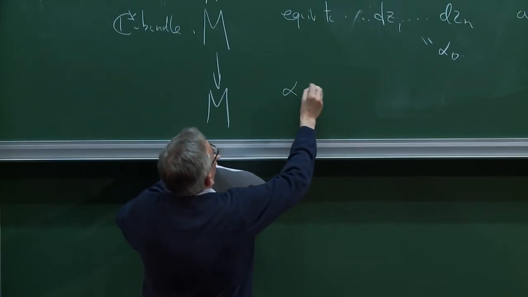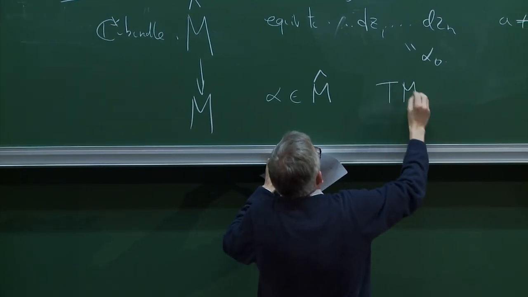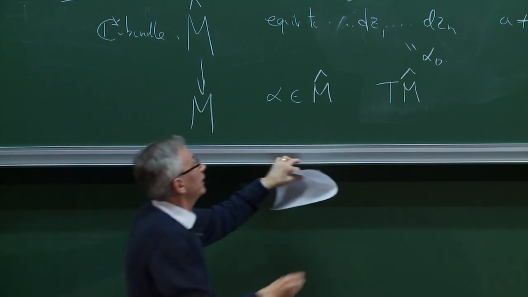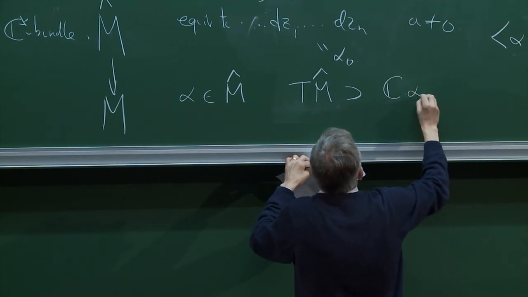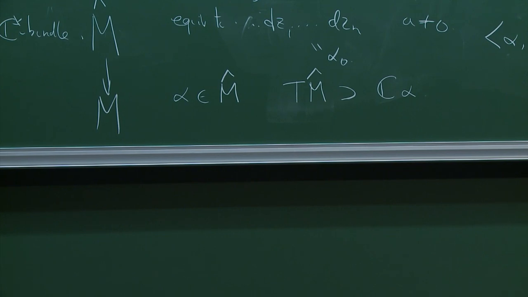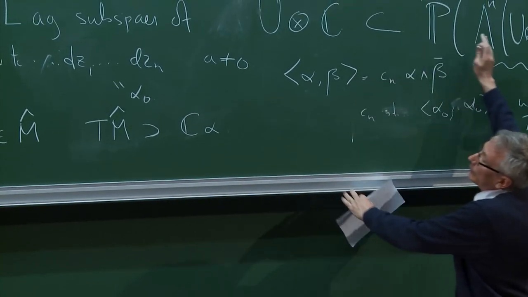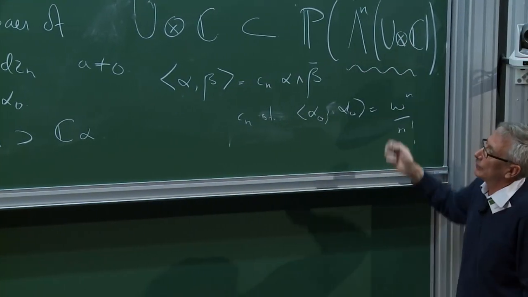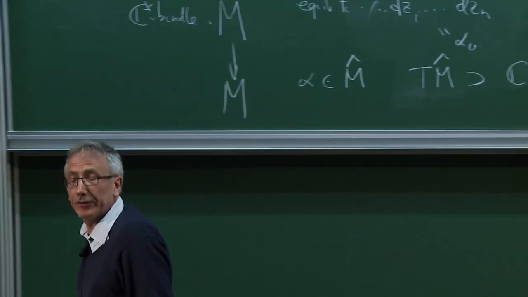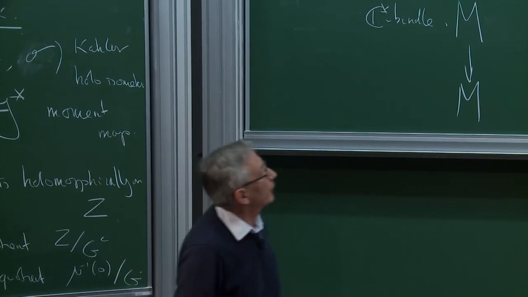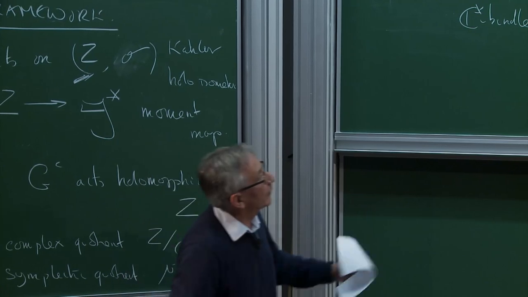So supposing I have an alpha in M hat, I look at the tangent space of M hat at the corresponding point. That contains alpha, and because this is a cone, it contains C times alpha. But the basic fact we want to recall is that this Hermitian form, which is indefinite on the big space, when restricted to the tangent space of M hat, becomes negative definite on the orthogonal complement of alpha naught. So in fact, it has signature 1, comma, the dimension.